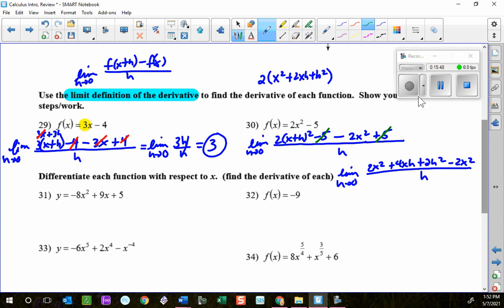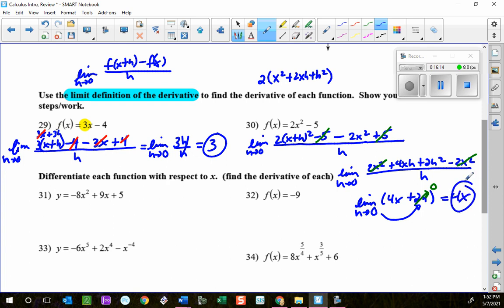Alrighty, so these 2x squareds go away, and then everything else has an h in it, so I'm going to cancel the h's. I'm going to say my limit as h goes to 0. This h cancels with that h, so I got 4x. One of these h's cancels with that, so I got plus 2h. So now I'm able to plug 0 in, and this piece right here goes to 0. So the answer is 4x.